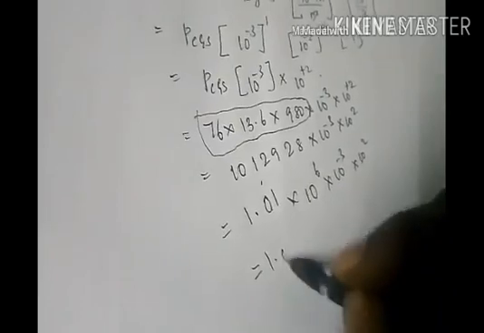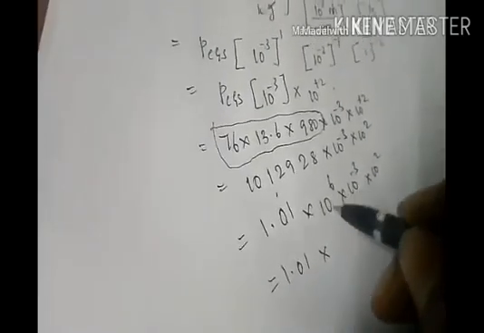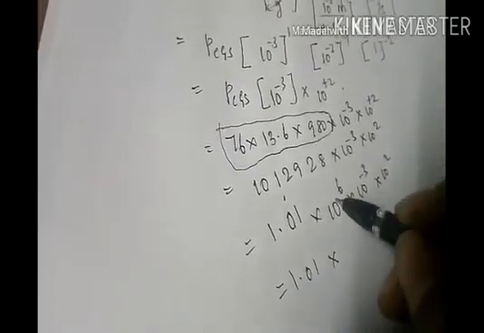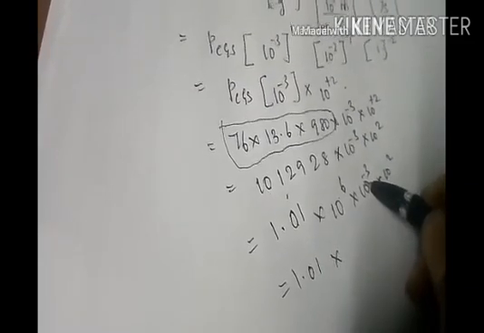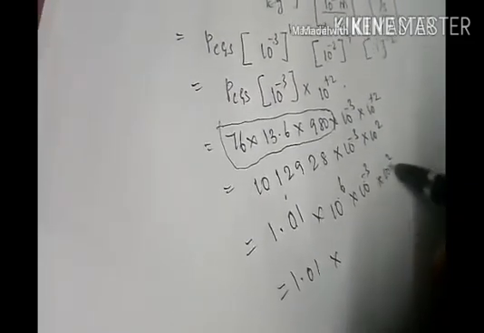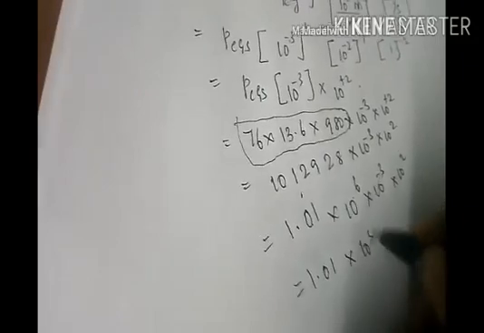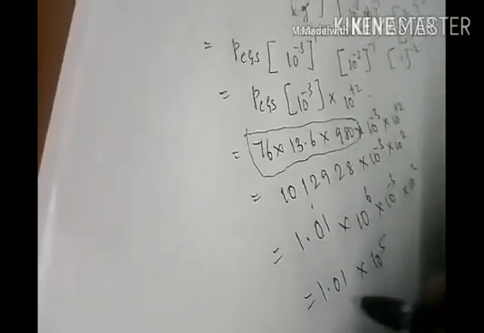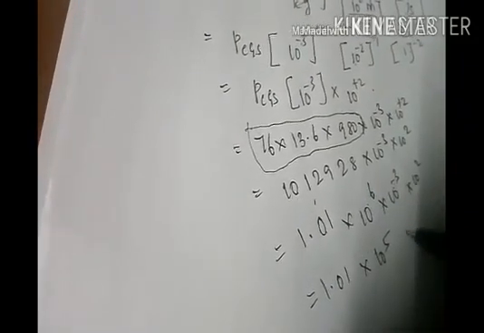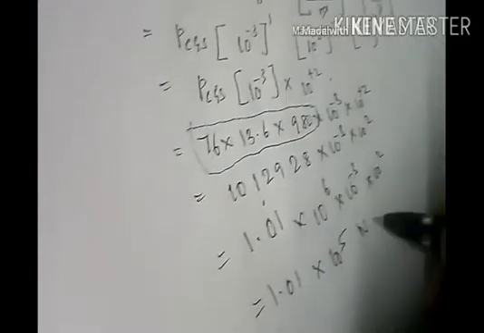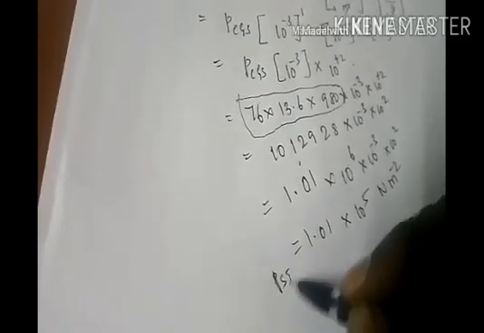So here 1.01 into, so here 6 minus 3 plus 2 is 5. So 10 power 5. So this is 1.01 into 10 power 5 Newton meter power minus 2. So this is the pressure in SI system.